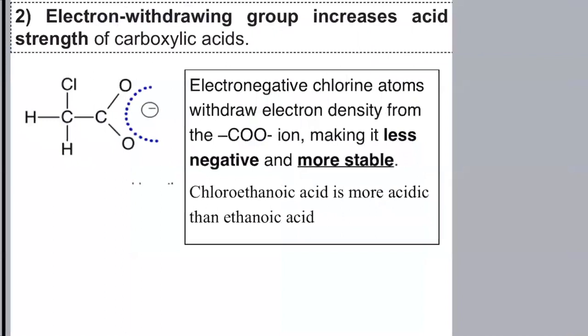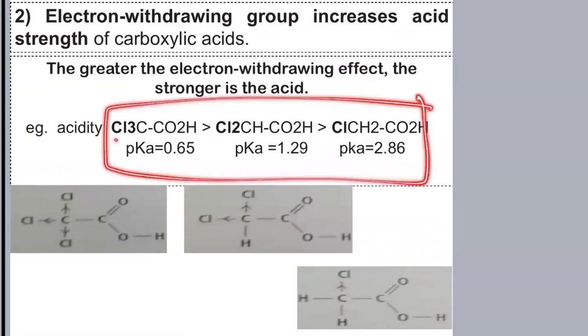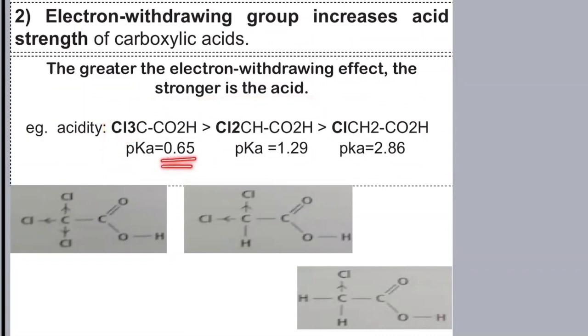And then another example is when you have chlorine attached to your carboxylic acid group. Here you have 3 chlorine attached to that carbon of your carboxylic acid, here we have 2 chlorine, and here we have 1 chlorine. If we look at the pKa values, it tells you that the one with 3 chlorine attached to that carbon of your COOH is the most acidic. So tomorrow we're going to explain why.